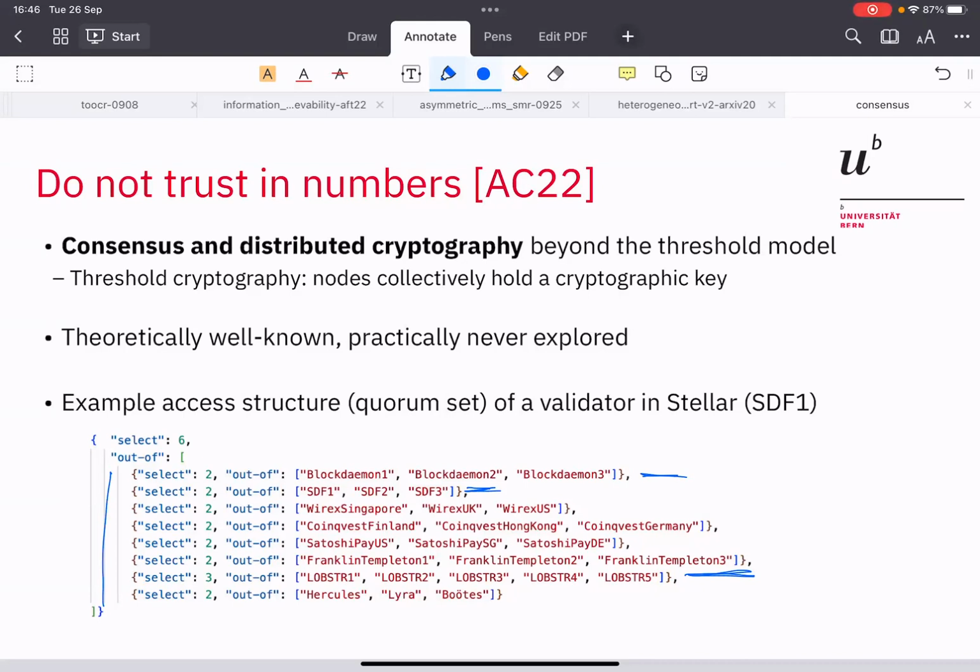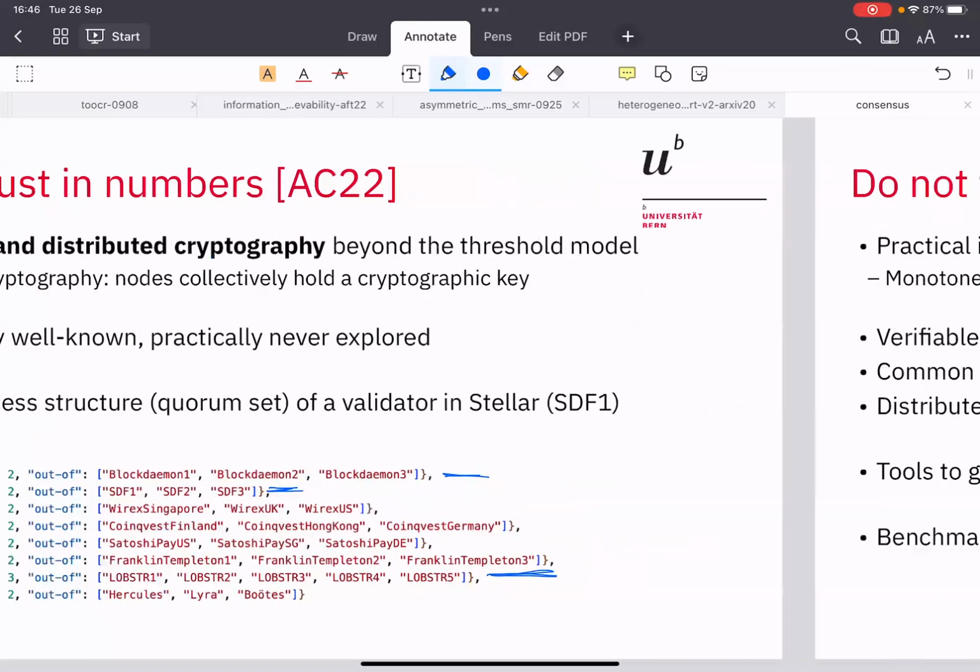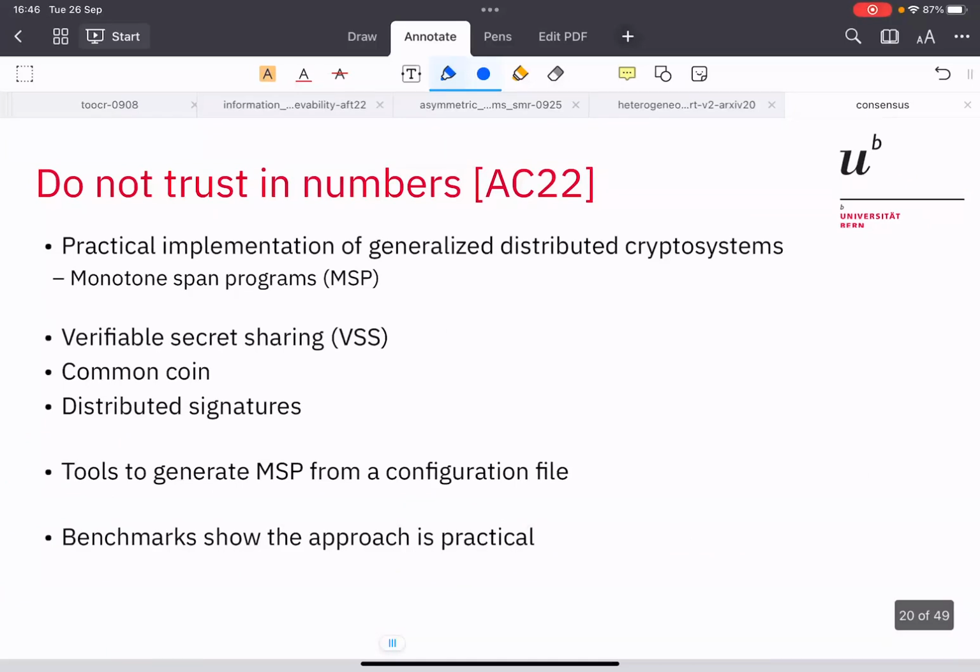This needs tools, right? Because we are going to take this config file and translate it into a linear algebraic representation called a span program, or a monotone span program. Then we do the crypto in this world, the distributed cryptography: we generate one signature, or one decryption, or one piece of unpredictable randomness, or we share one secret in the so-called technical protocol called verifiable secret sharing.